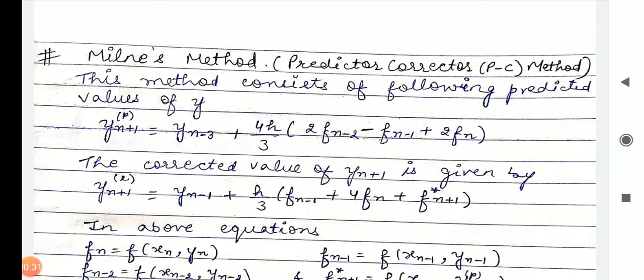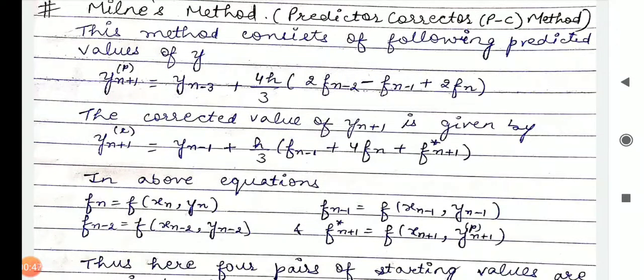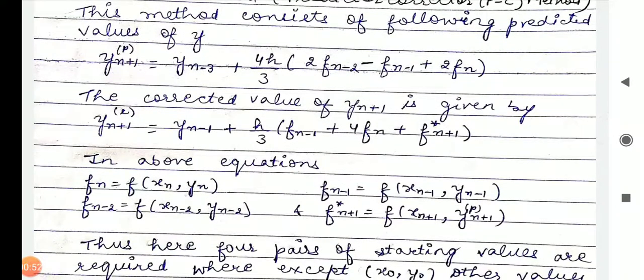This method consists of the following. The predicted value of y_{n+1}, where P indicates the predicted value, is equal to y_{n-3} plus 4h by 3 times (2 f_{n-2} minus f_{n-1} plus 2 f_n). The corrected value of y_{n+1} is given by y_{n+1}, where C again indicates the corrected value, is equal to y_{n-1} plus h by 3 times (f_{n-1} plus 4 f_n plus f*_{n+1}).